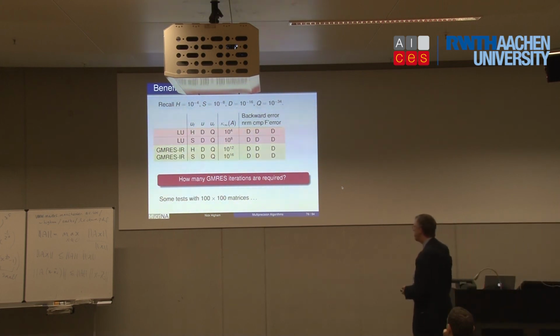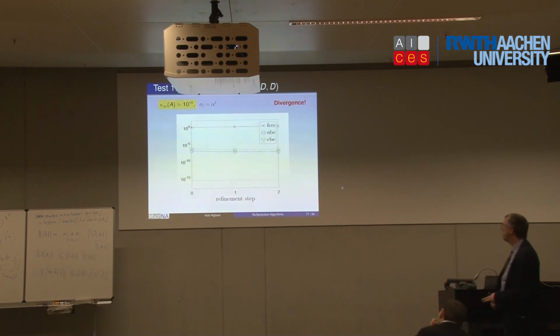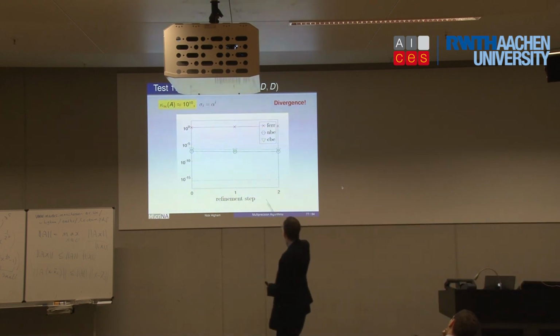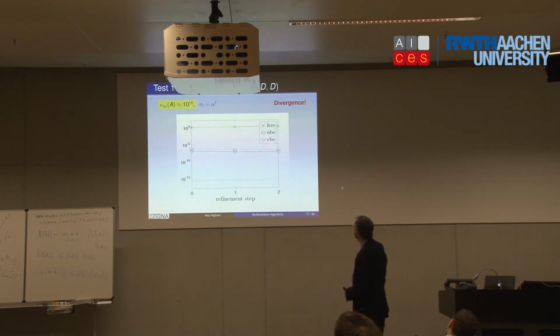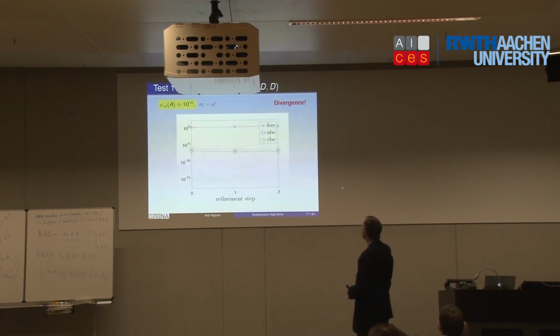Let's try some 100 by 100 matrices. So these are random matrices, actually from gallery randsvd. So they've got exponentially distributed singular values, and the condition number here is 10^10. The working precision is double. We're factorizing in single, and we're looking at the forward and backward errors. NBE is normalized backward error. CBE is component-wise backward error.